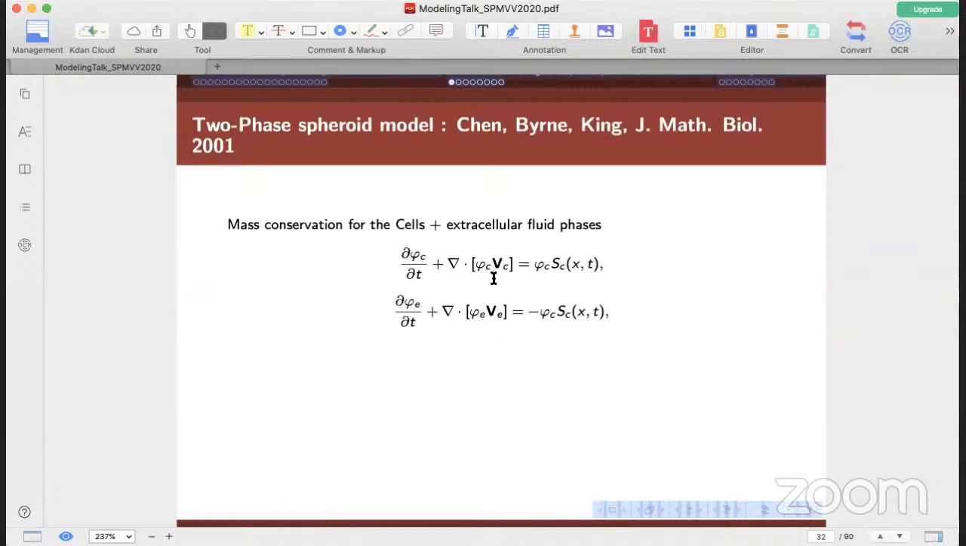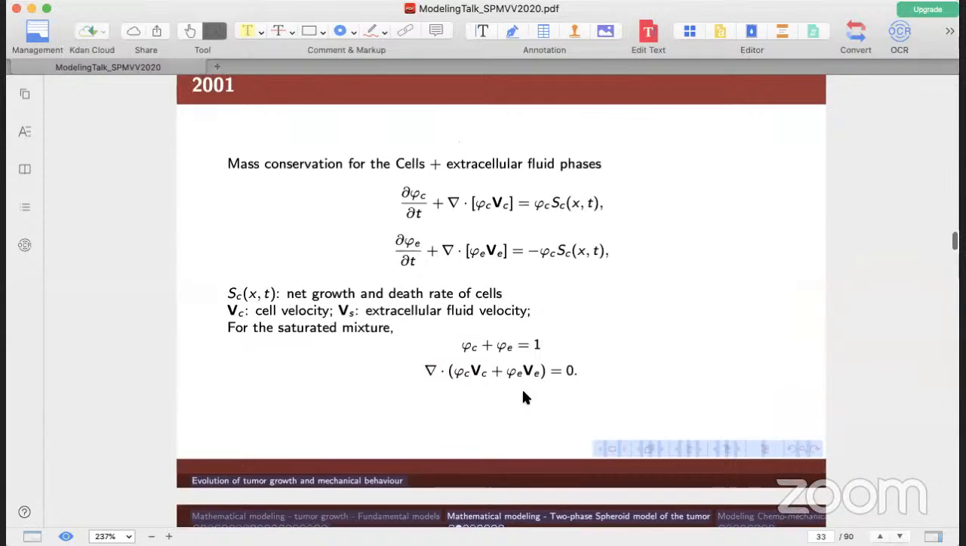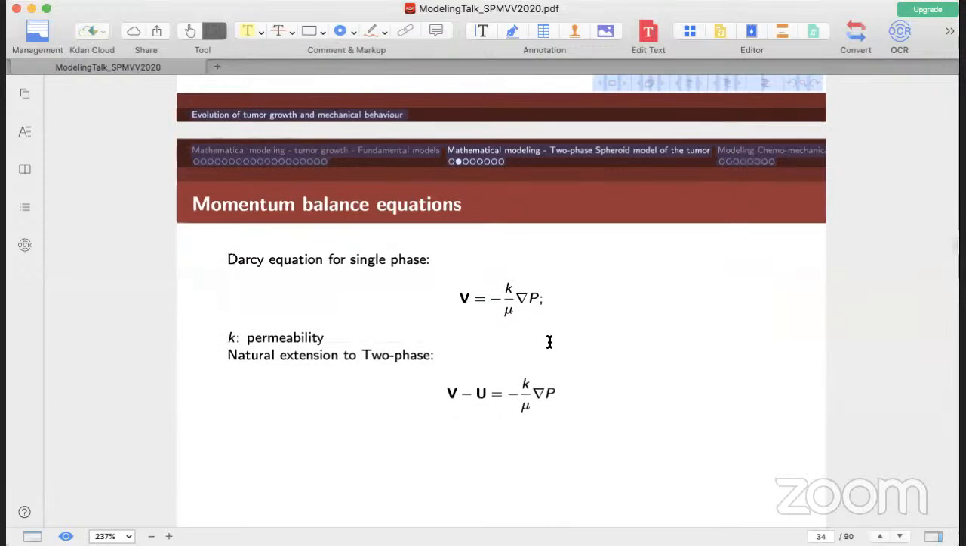These two are conservation of mass equations, where phi denotes the density and Vc is the velocity of the cells, and V is the velocity of the extracellular fluid. And this is the source and sink. And what is the constraint here? The constraint here is that the net population of cells and extracellular fluid is 1. Okay. So then what is the corresponding dynamic model?